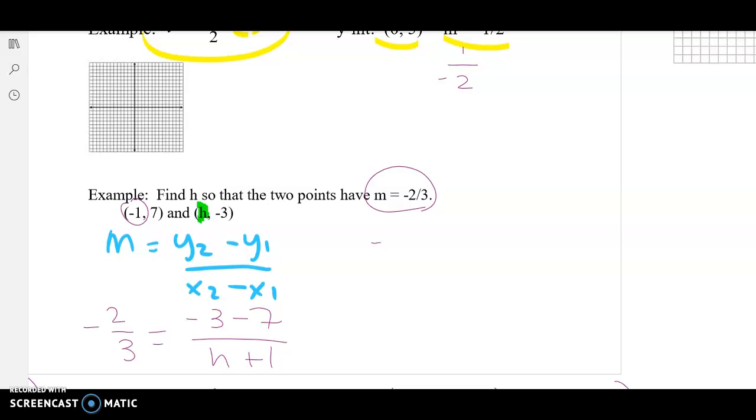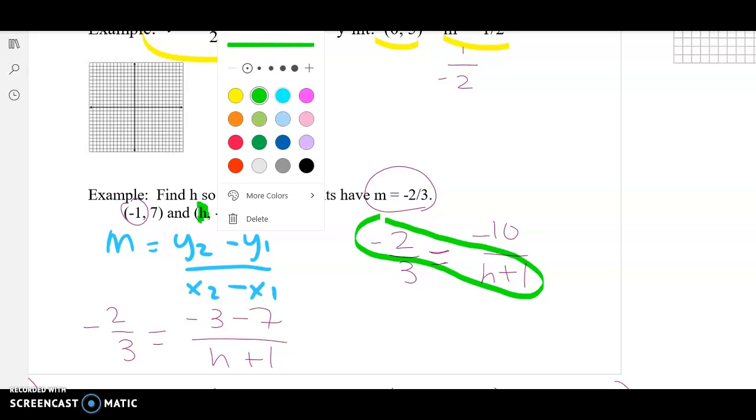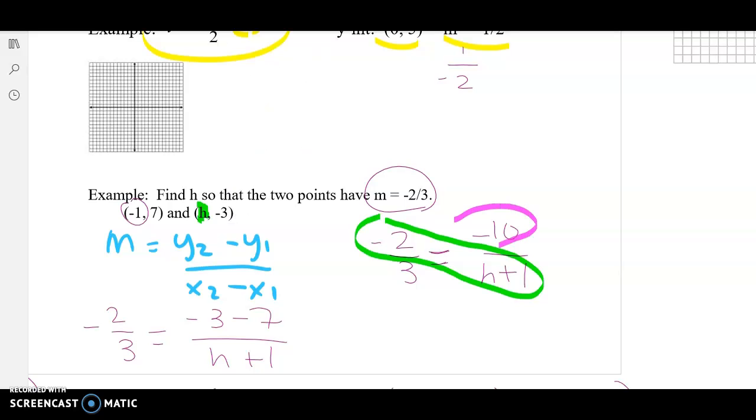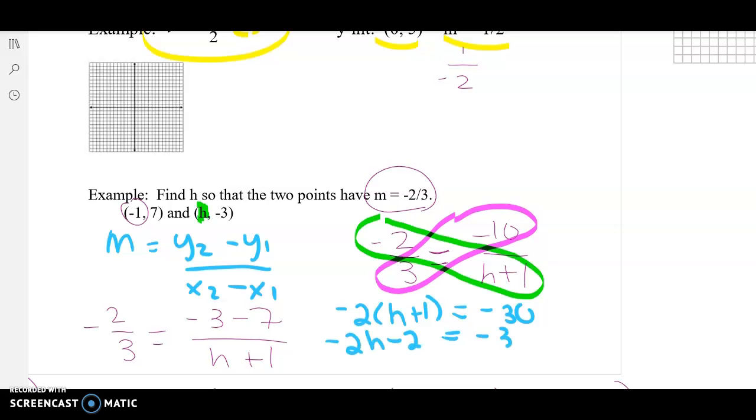Simplify all that you can. So -2/3 equals -10 over h plus 1. This is a proportion. Solve the proportion. So this product equals this product. Cross multiply, the cross product here. So -2 times h plus 1 equals -30. So -2h minus 2 equals -30.